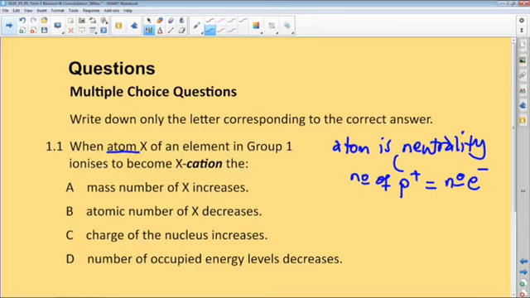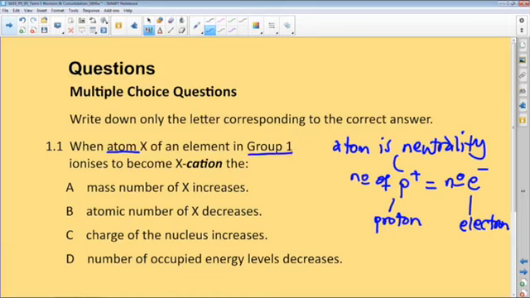So for the understanding of the subatomic particles, the P plus there, let's say it represents the proton, right? And then the E minus represents the electron. Remember, the electrons occupy the energy levels, and the protons are found in the nucleus of the atom. Right, so when an atom X of an element in group 1, it takes us back to the periodic table.